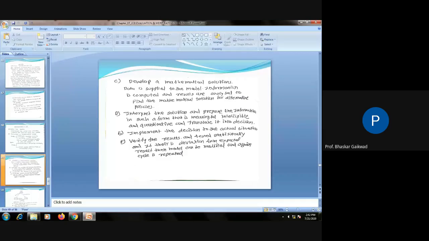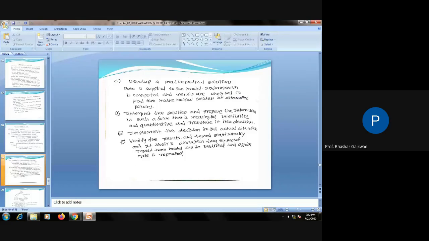In this C point, develop mathematical solution. Data is applied to the model. Information is computed and results are analyzed to find a mathematical solution for alternative policy. So our C point is develop mathematical solution.